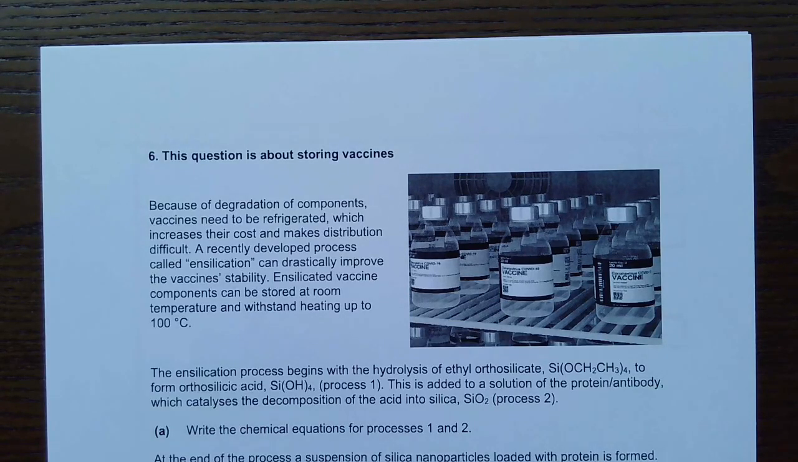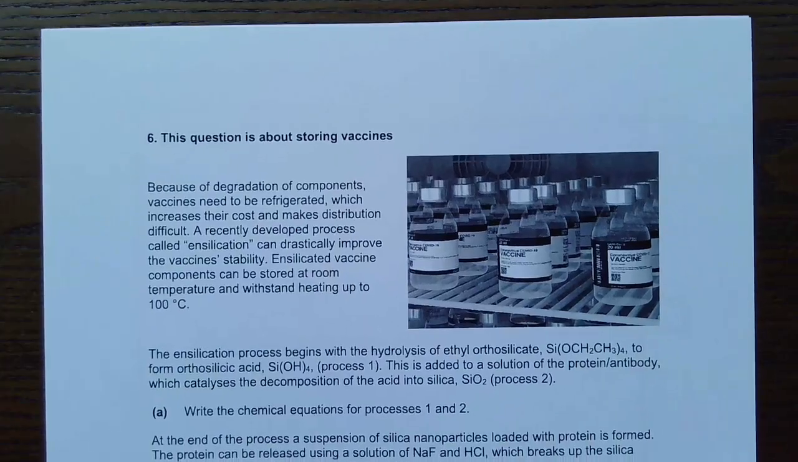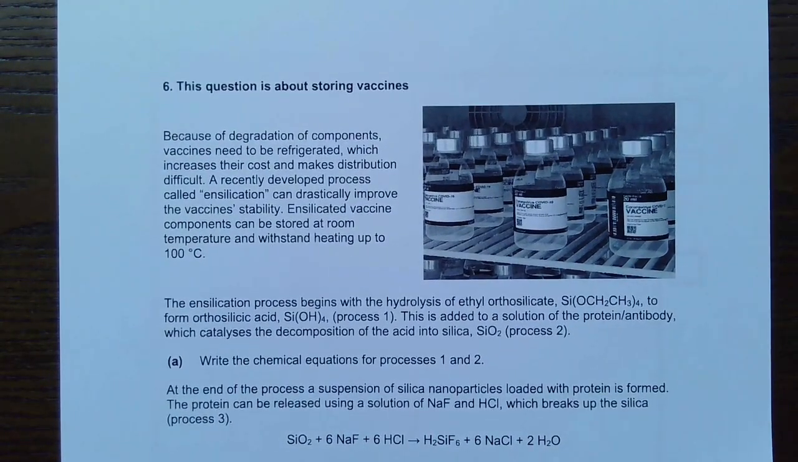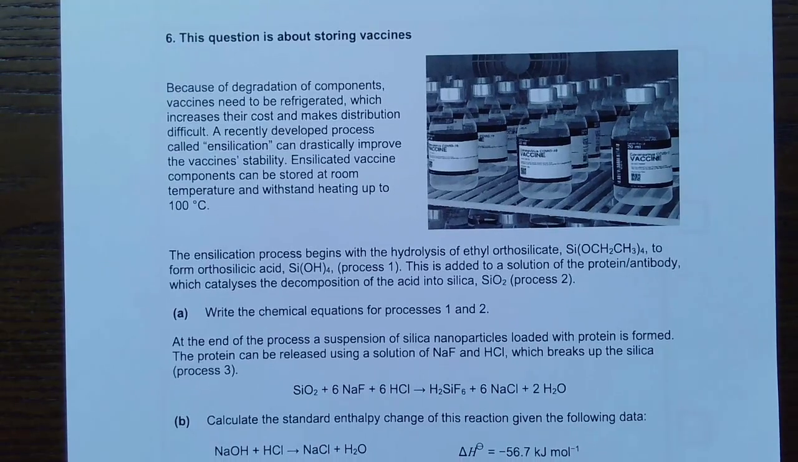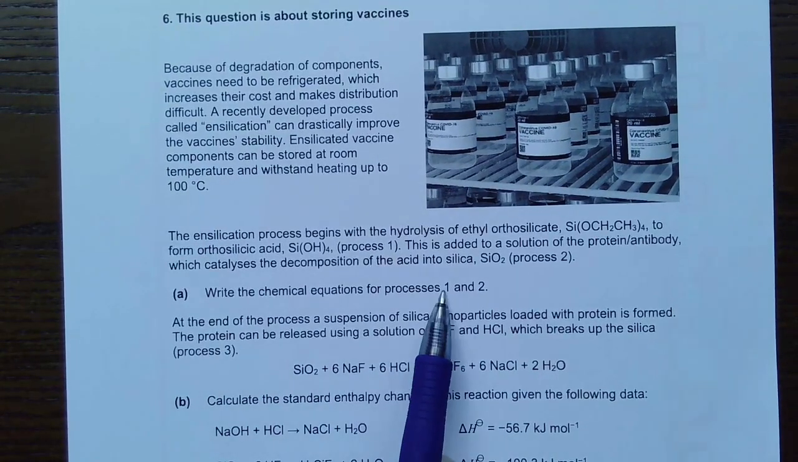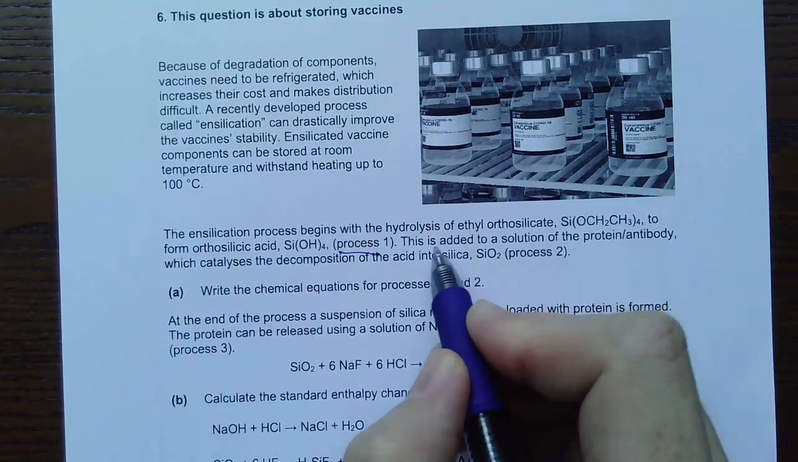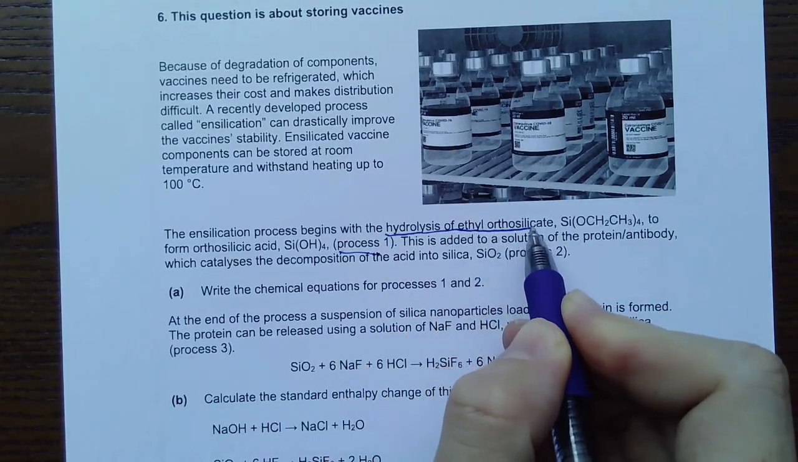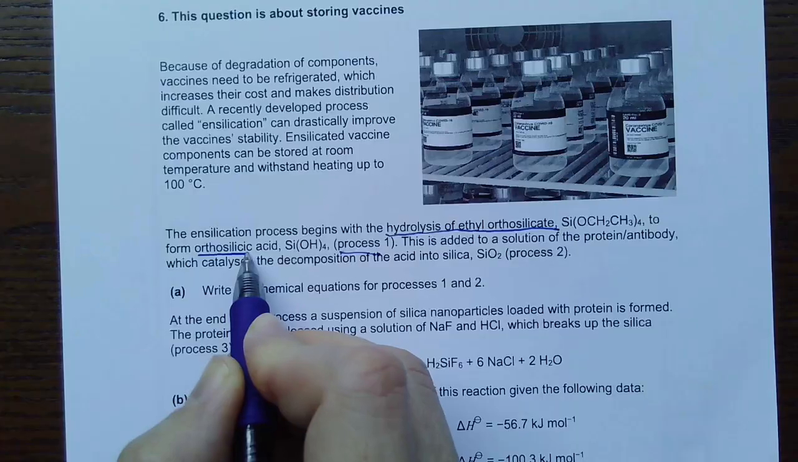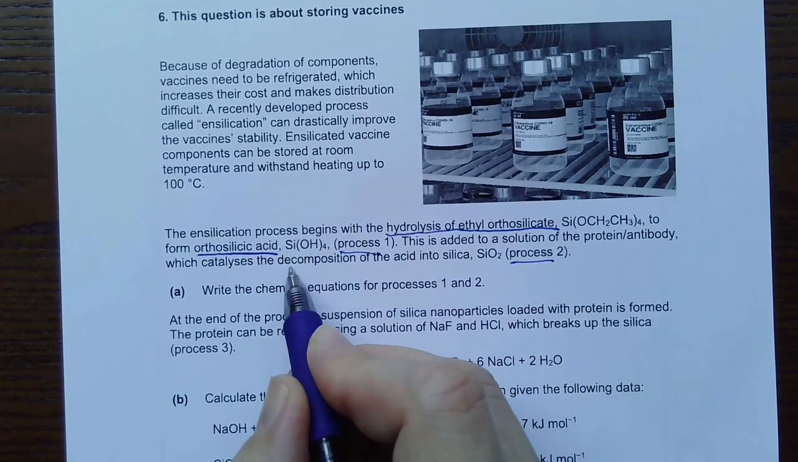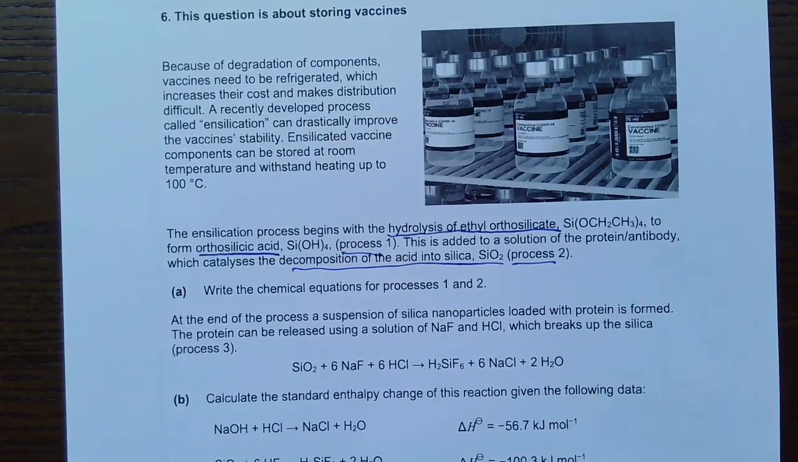2022, question number 6, the second vaccine-related question on this paper, if you can spot a theme. So we want to write the chemical equations for process 1 and 2. Process 1 is the hydrolysis of ethyl orthosilicate to orthosilicic acid, and process 2 is the decomposition of the acid into silica. Okay, fine.